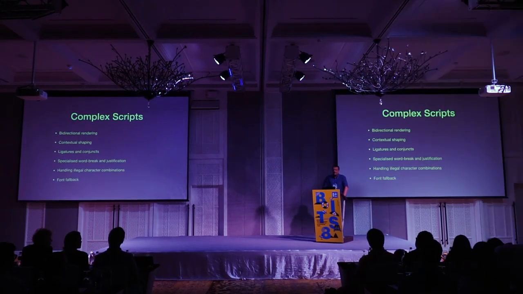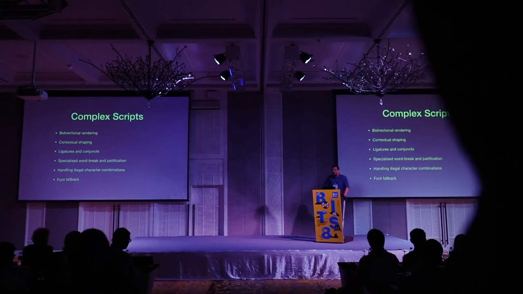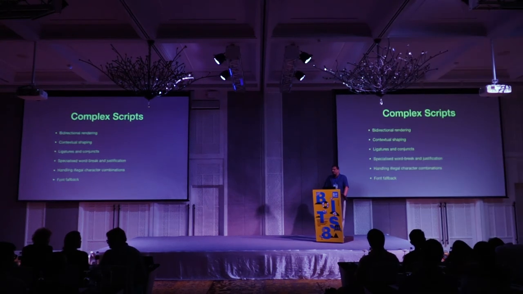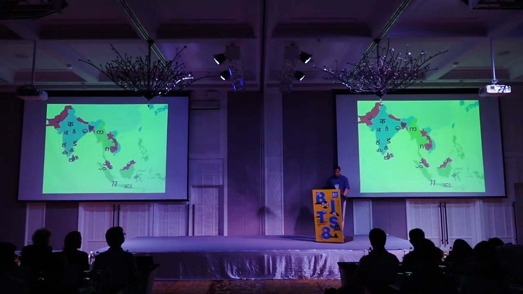And there must be fallback fonts. In Latin, this is taken for granted and we don't even think about it. If somebody types a letter A, you're guaranteed to get a letter A. Whereas in other scripts, you must have a fallback font specified by the operating system, so you can get some character when the user types a particular language. So those are some of the characteristics that define a complex script.